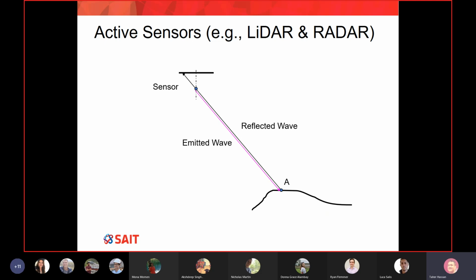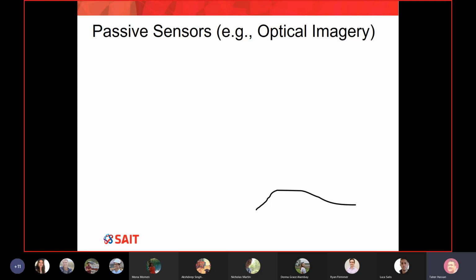How about the camera? Does it work the same way? No, it doesn't. So the camera, same idea. Here is my ground. Here is the reality. Here is my camera. Here is point A. And what happens here? The sun or some source of light will generate the energy. The energy will travel all the way to point A. The energy will be reflected, and the camera will simply record the reflected energy, which means you cannot take a photo at nighttime, because simply there is no reflected energy. And that's why cameras are passive sensors.